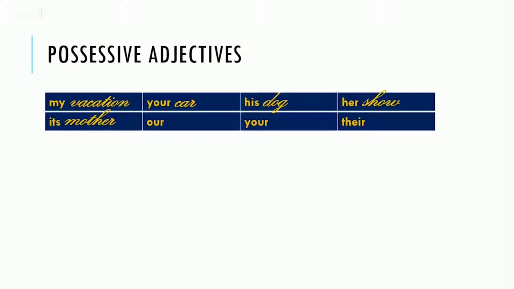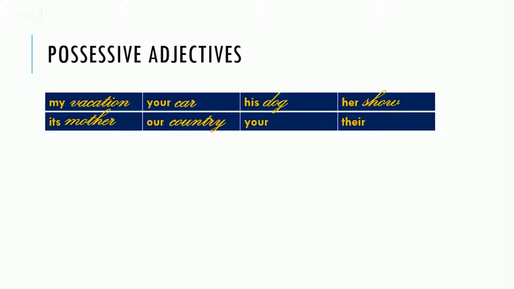The next one that we have is our. Our means nuestro, belongs to us, no pertenece a nosotros. The example there is country, right? So we have our country, nuestro país, our country. Our is the possessive adjective.